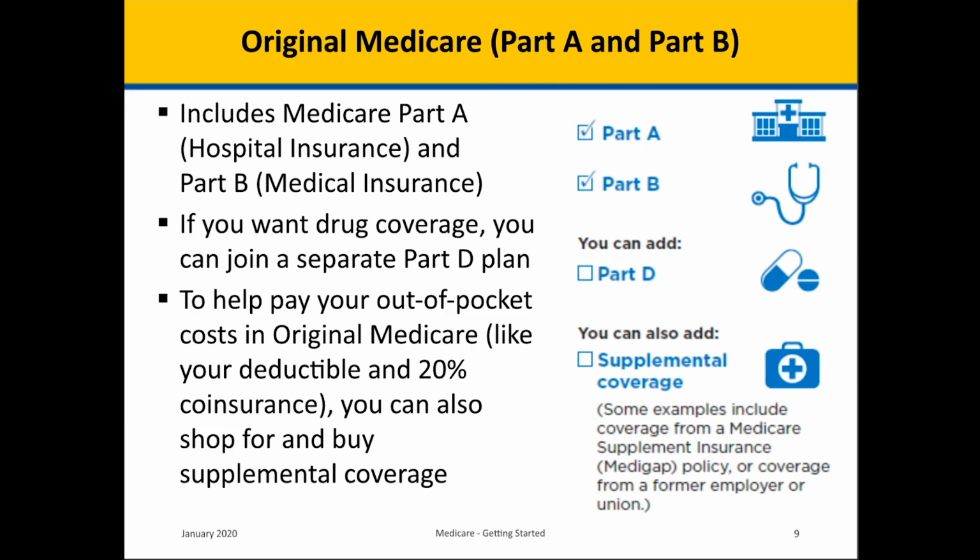Original Medicare includes Medicare Part A and Part B. If you want Part D or the prescription drug coverage, you can join a plan separately. Again, you can buy a Medigap supplemental policy to supplement your coverage with Original Medicare. Next slide.